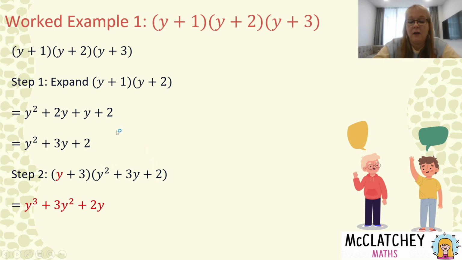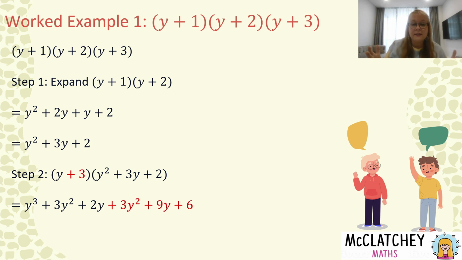Our next step now is we're going to multiply the positive 3 by everything in these brackets. So 3 times y squared makes 3y squared. 3 times 3y makes 9y. 3 times 2 makes 6. So I've matched those up there. So you're basically bouncing along and making sure you've covered everything in that second set of brackets.